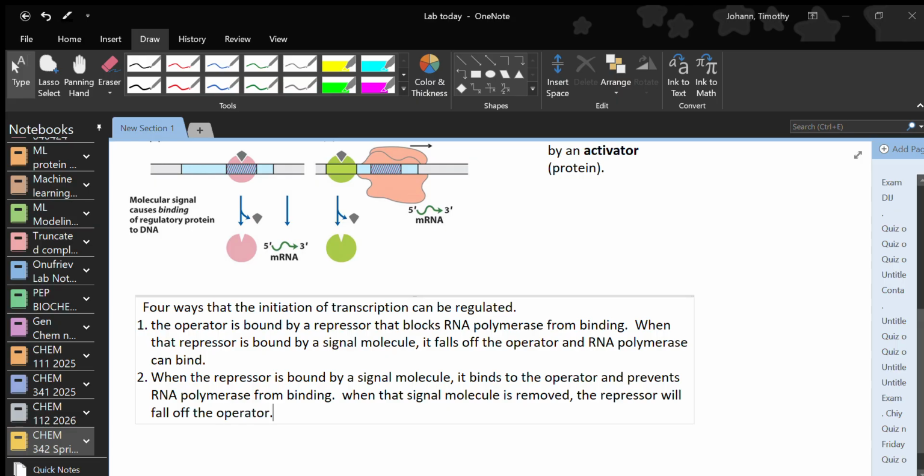This is not, and then RNA polymerase can bind. I'll just leave that out. You can add it if you want. That was not what you did in lab. Okay. You added a signal molecule.